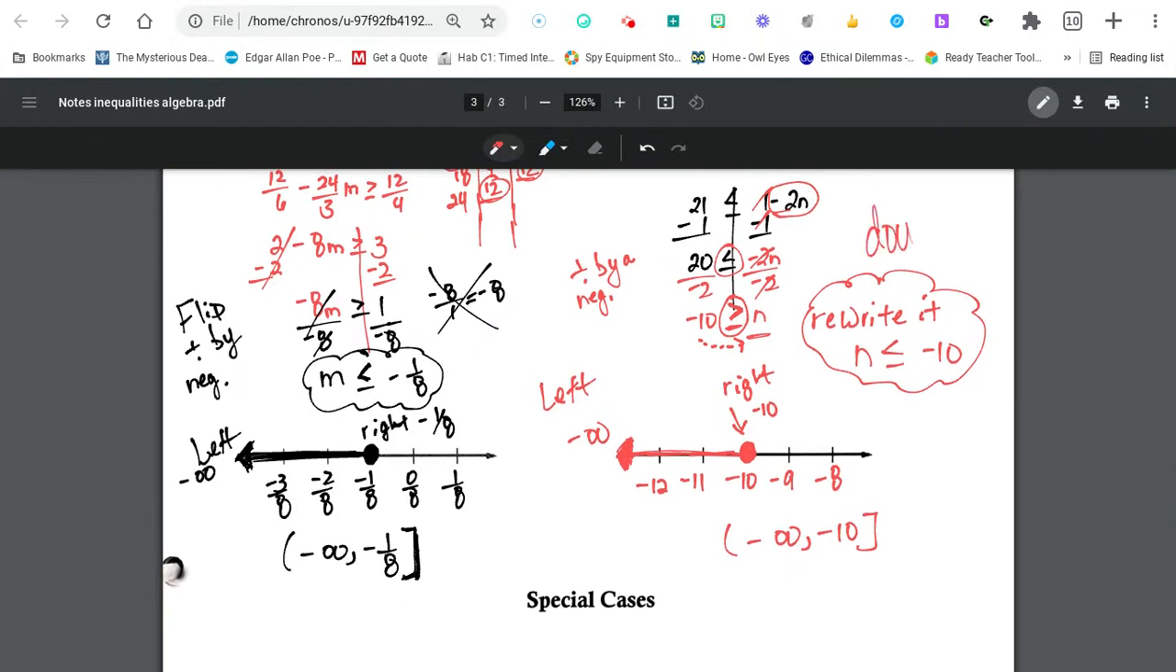So this one was a double flip. The first flip was because I divided by a negative, okay? The second flip is because I chose to rewrite it with the variable first, okay?